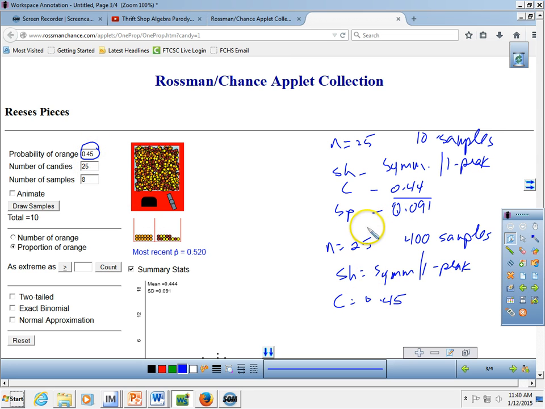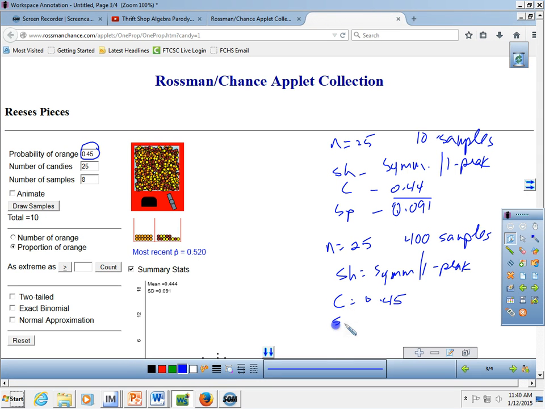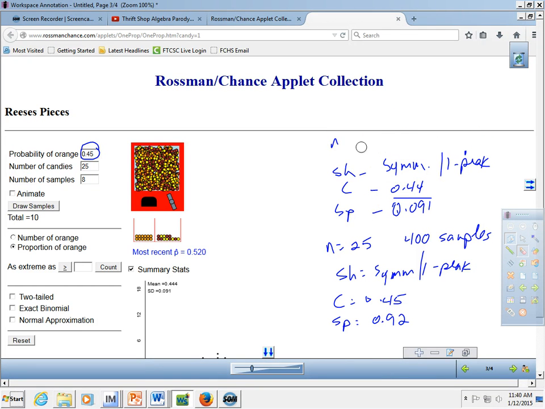Now look at the spread. Surely with more samples we have more information and the spread's going to be different. Well, it's actually not, 0.092. So apparently the number of samples that we take doesn't have an effect on the sampling distribution. The shape, center, and spread are all pretty close to the same. So number of samples doesn't seem to matter. So let's take a look at if we start changing some things.